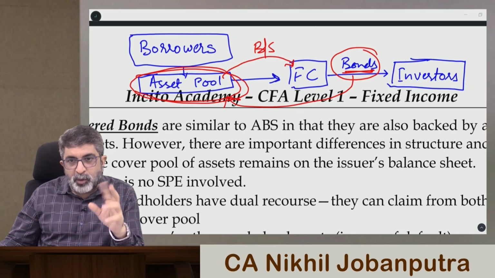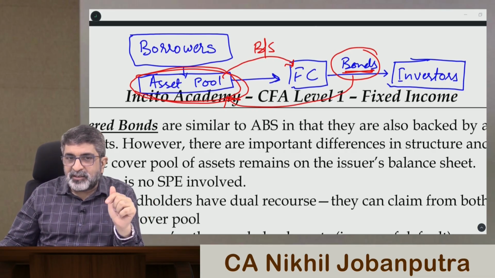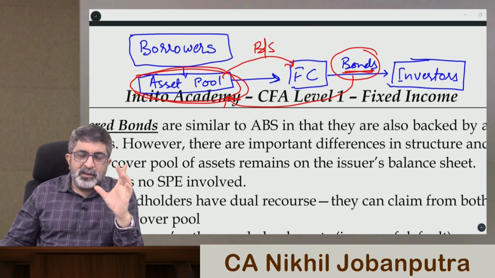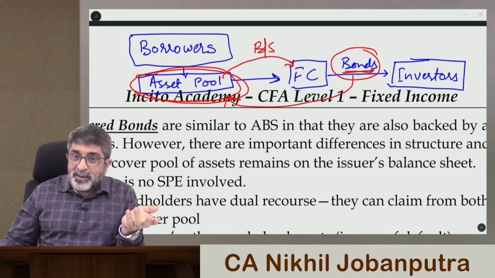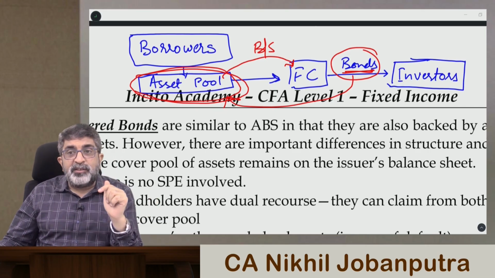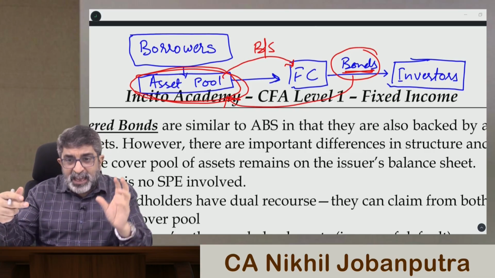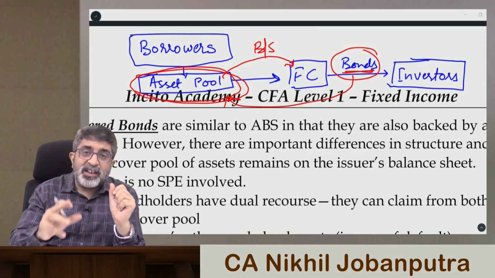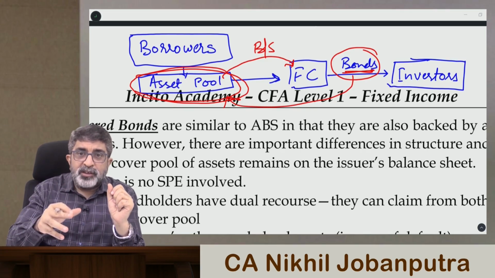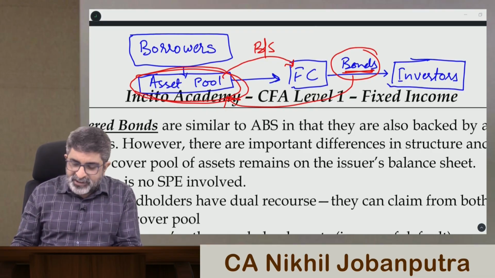I am sure you are able to understand the connect between the covered bond concept and how it is different from ABS. So one biggest difference between ABS and covered bonds is what? Rather, if I first talk about similarity, they both have backing of an asset pool. That is a similarity. But what is the difference? A special purpose entity is appointed in the case of securitization process where ABS comes into picture. On the other side, when it is covered bonds, the finance company itself is issuing the bonds at the backing of these assets in the asset pool.